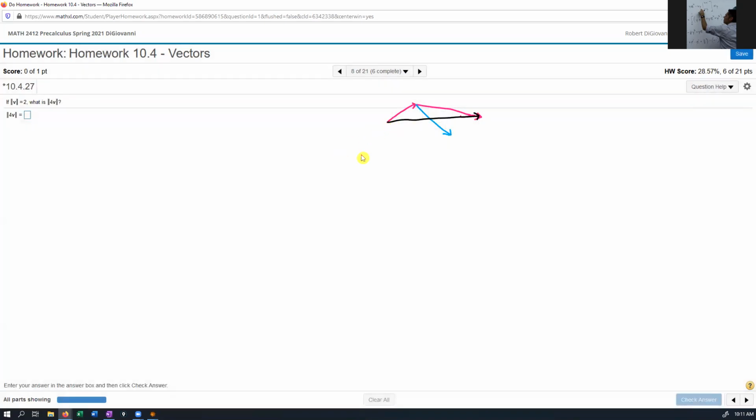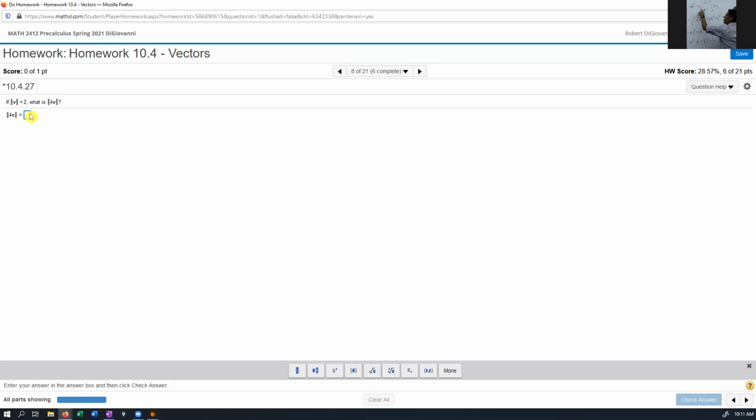That's hard to do. Okay, so if the magnitude of V is 2, what is 4V? The magnitude of 4V. So all we do is scale it by 4, so it should just be 8.